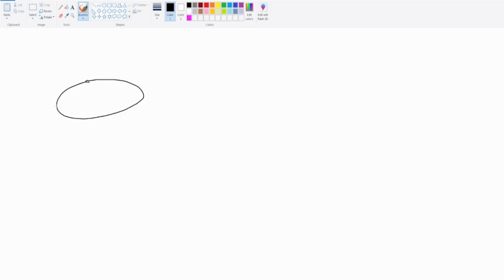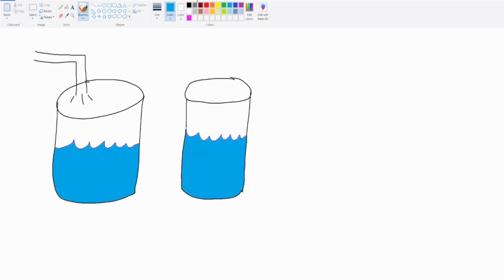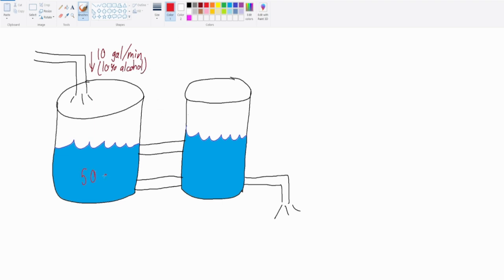So now let's do a more complicated brewing setup. Rather than just pouring in and pouring out, we're going to pour from one tank into another tank and then pour out of the second tank. So in the first tank, we're going to pour in at a rate of 10 gallons per minute with 10% alcohol concentration. Tank 1 holds 50 gallons and starts with a concentration of 0% alcohol. We're then going to pour that result into tank 2 at a rate of 15 gallons per minute. Tank 2 holds 100 gallons and starts with a concentration of 90% alcohol.